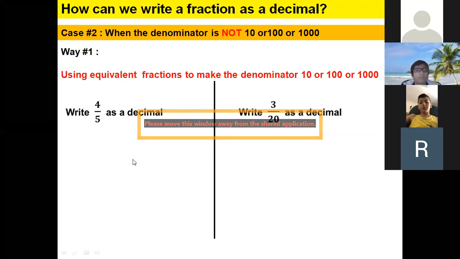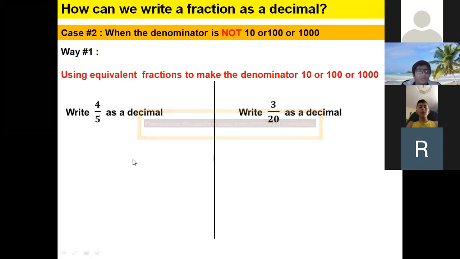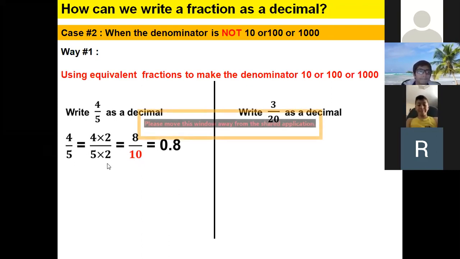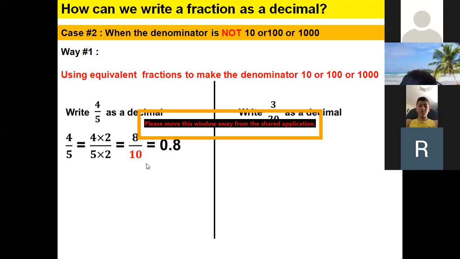We multiply it by 2. Excellent. It will equal 8 out of 10. Yes, excellent, Lean. We multiply the fraction by 2, so we get an equivalent fraction, which is 8 over 10. So we have 10 in the denominator, and easily as a decimal, that 8 over 10 is 8 tenths, 0.8.